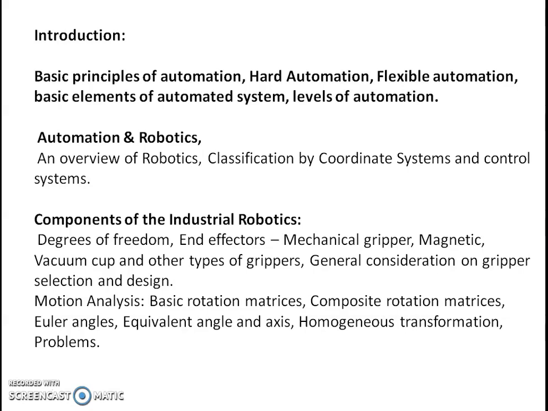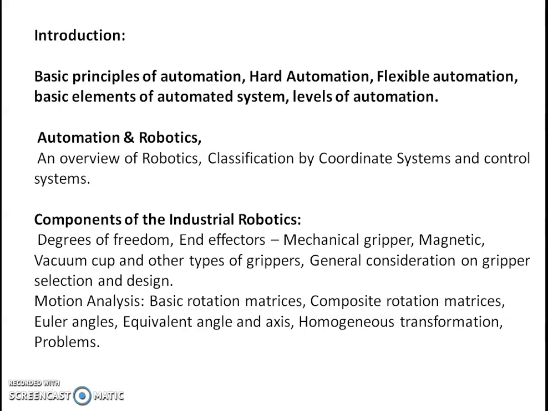The second part is about automation and robotics. So robotics considerations, what are the different things it is, and coordinate systems, control systems, everything we are going to study in the second part. And the third part is all about the physical characteristics. Based upon the physical characteristics, how the motion is, how the robot is being moved from one place to another place. That is what we are going to study in the motion analysis.